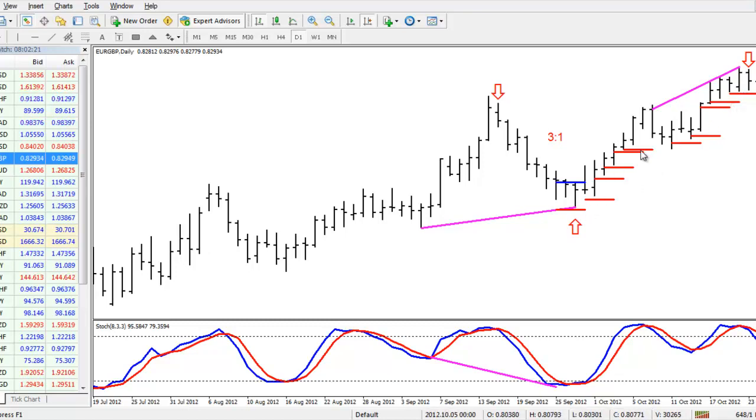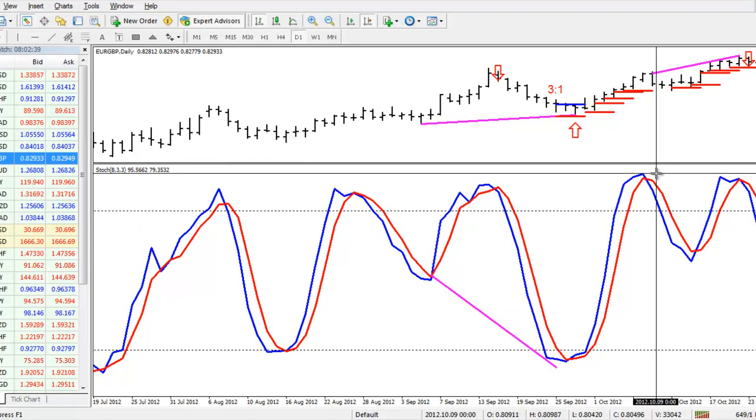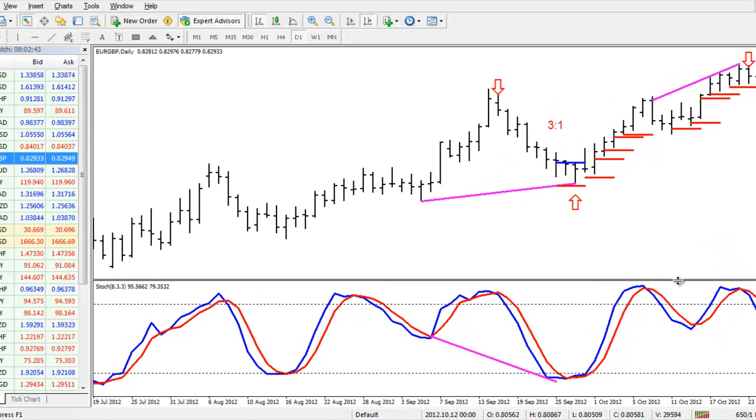Now that we've seen this one get stopped out, let's look at this reversal divergence example that we've got illustrated with this arrow. We can see we've got a higher high in the price action and a slightly lower high on the stochastic. I'll zoom in so you can see it more clearly. We do have indeed a lower high on the stochastic.